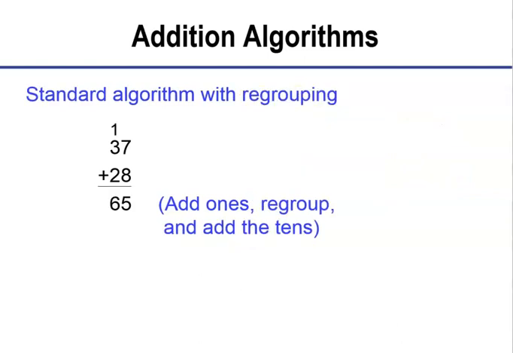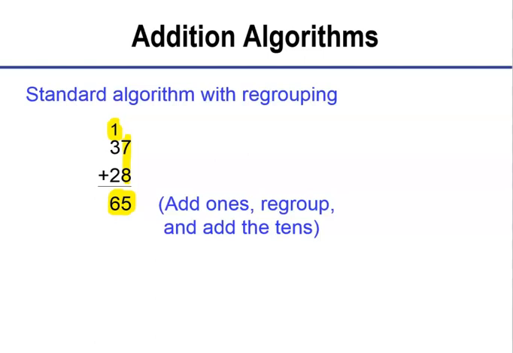Whereas the standard algorithm with regrouping, notice we're going to add the 1s place first. We know 7 plus 8 is 15. So we put the 5 in the 1s place, and then we regroup the 10s. And it goes, of course, in the 10s position. And then we add 1 plus 3 is 4 plus 2 is 6. And so in the past we've called that carrying, but really it's the idea of regrouping.